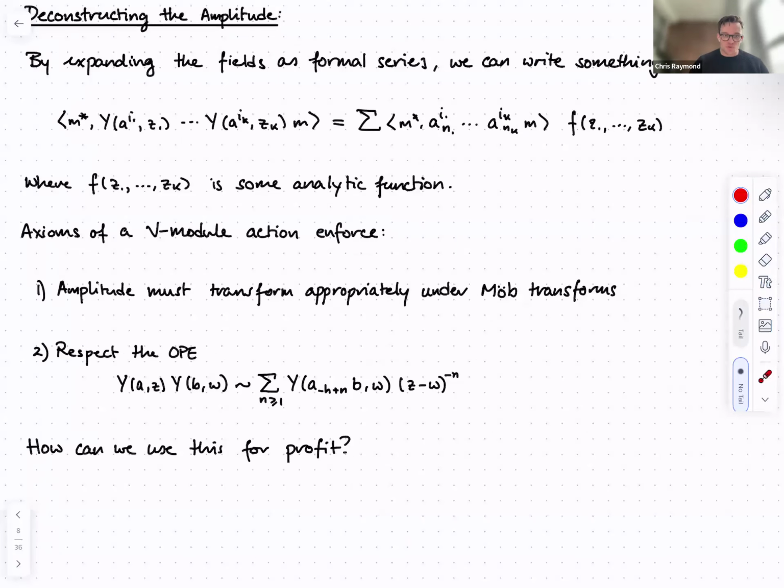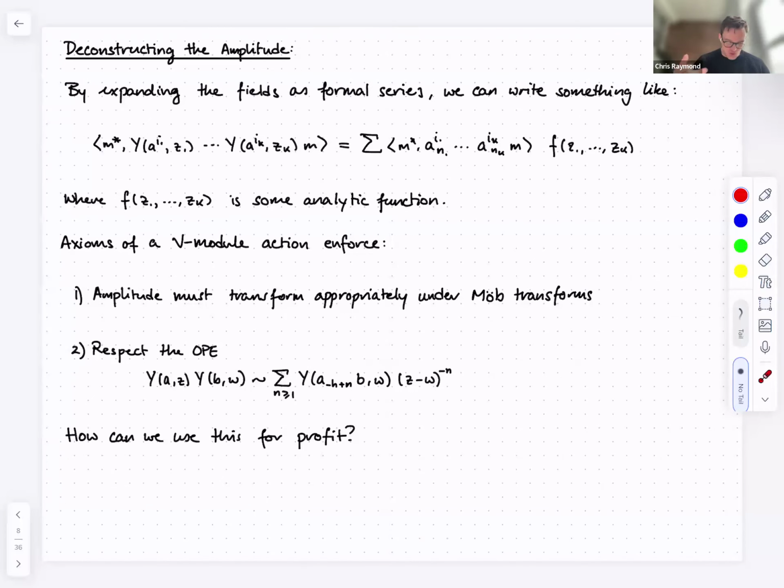Okay, so here we've started deconstructing the amplitude. We have some constraints that are very natural. How can we use this now to make some forward progress on this whole thing?